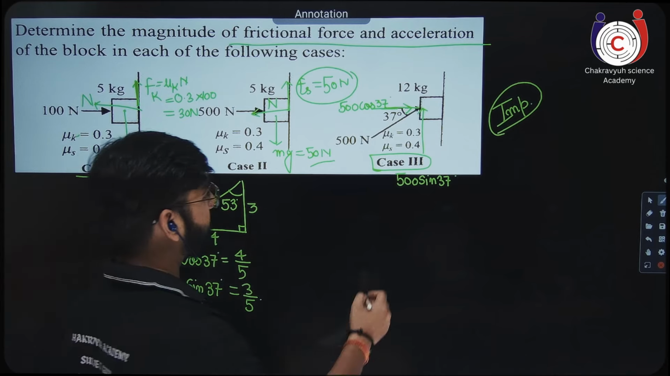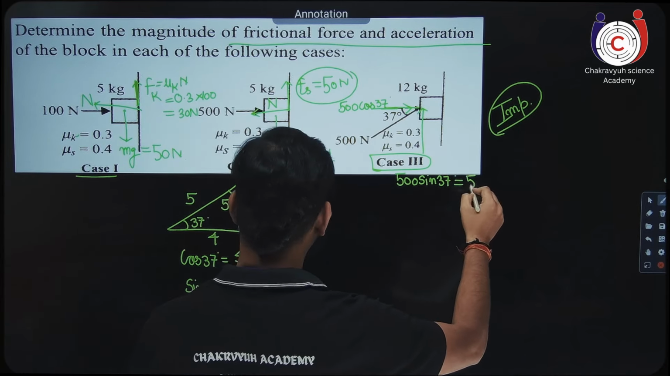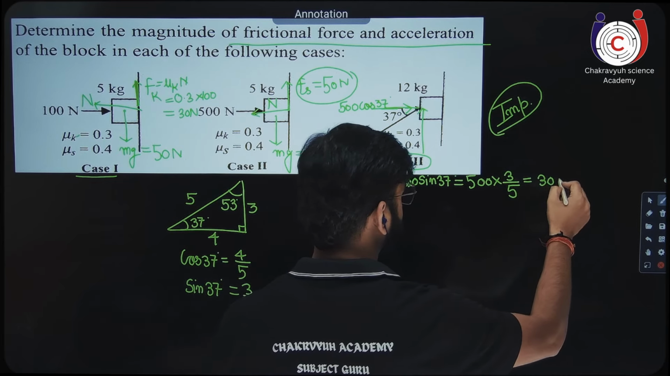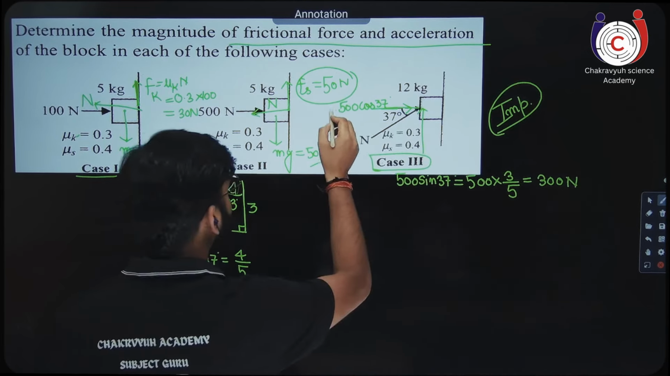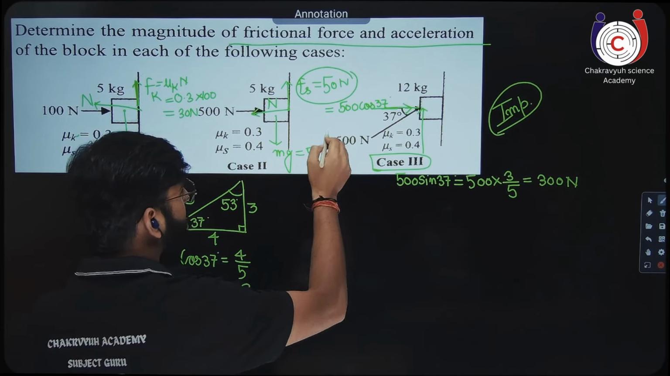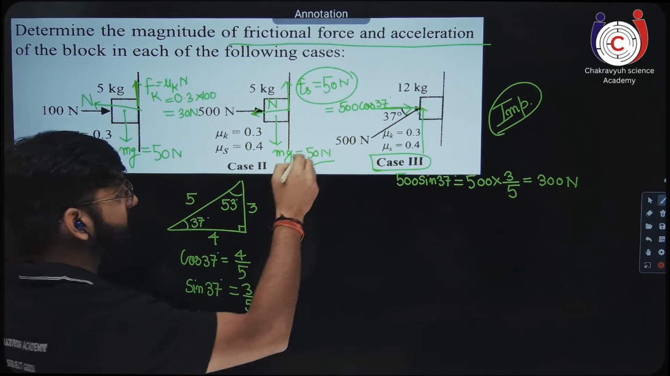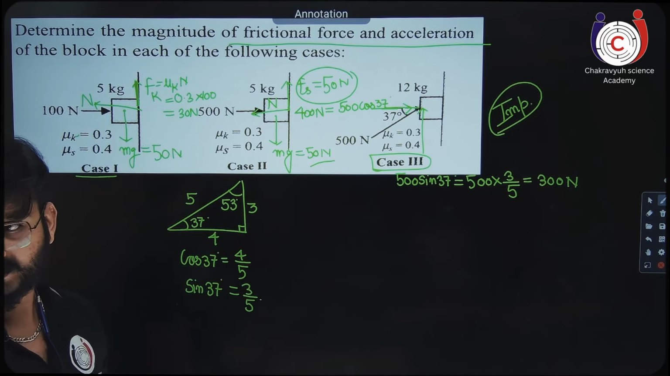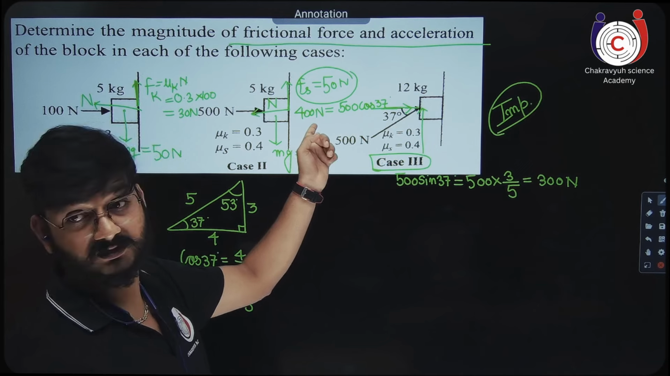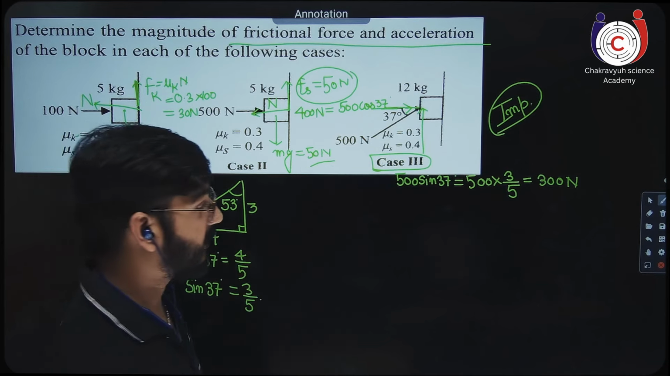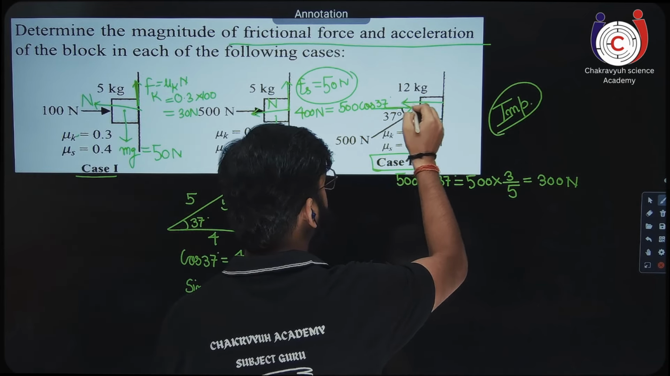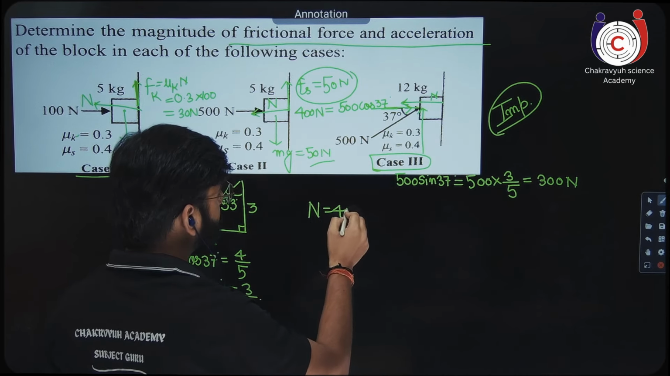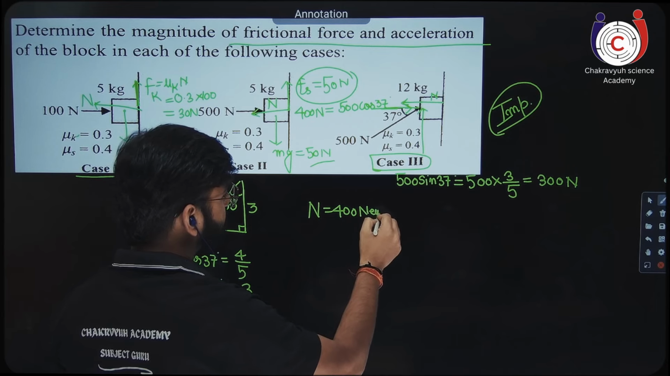Correct. So let's solve it. So this becomes how much? 500 into 3 by 5. What is the force? 300 newtons. If you calculate this one, this will be how much? 400. All clear? So this time normal force is equal to how much? 400. So this time the normal force will be equal to 400 newtons.